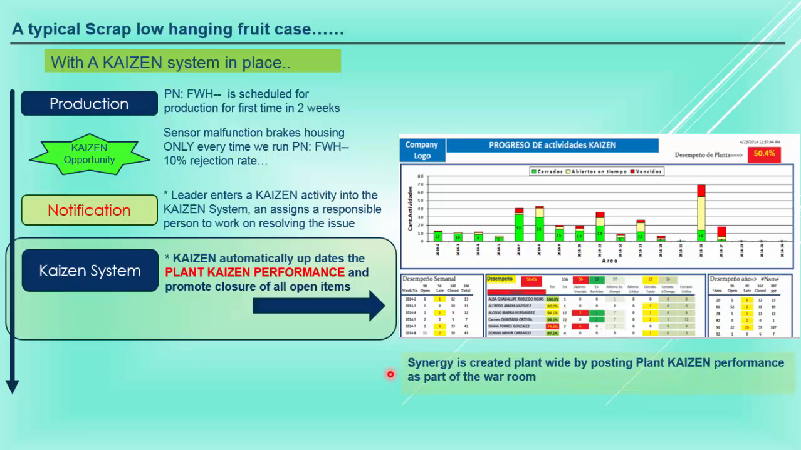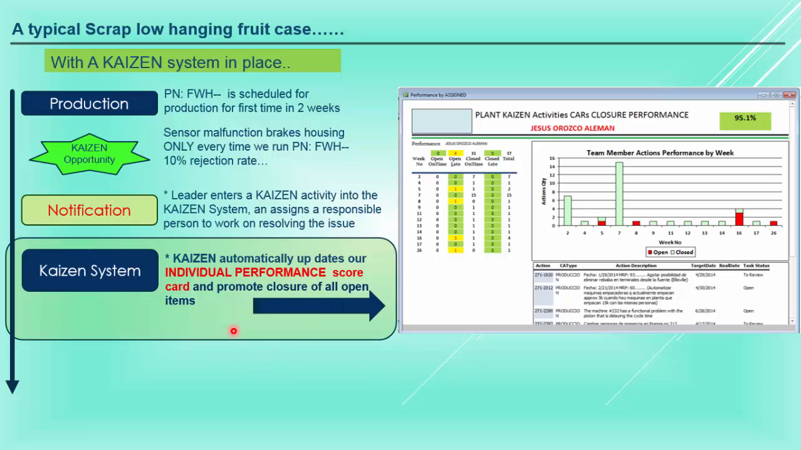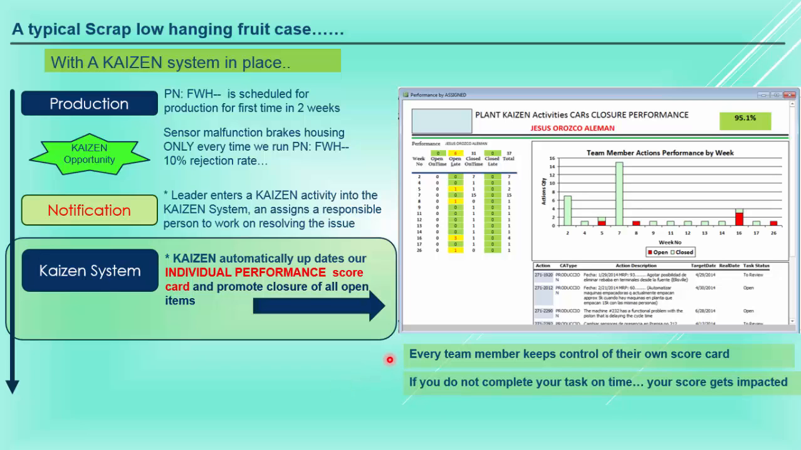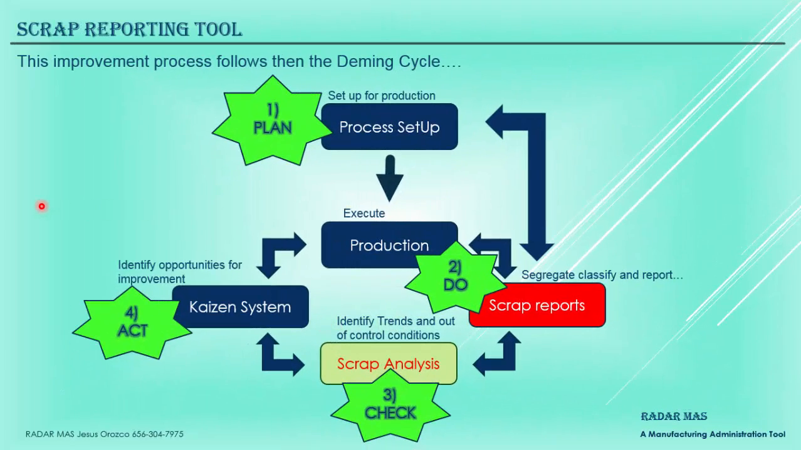There is a synergy that is created plan-wide by posting the planned Kaizen performance as part of the electronic war room. The Kaizen system also automatically updates our individual performance scorecard and promotes the closure of all open items. Every team member keeps control over their own scorecard, so there is no need for special follow-up or to keep sending emails, etc. If you don't complete your task in a timely manner, your scorecard gets impacted immediately. So this process follows the Deming cycle: plan, do, check, and act.